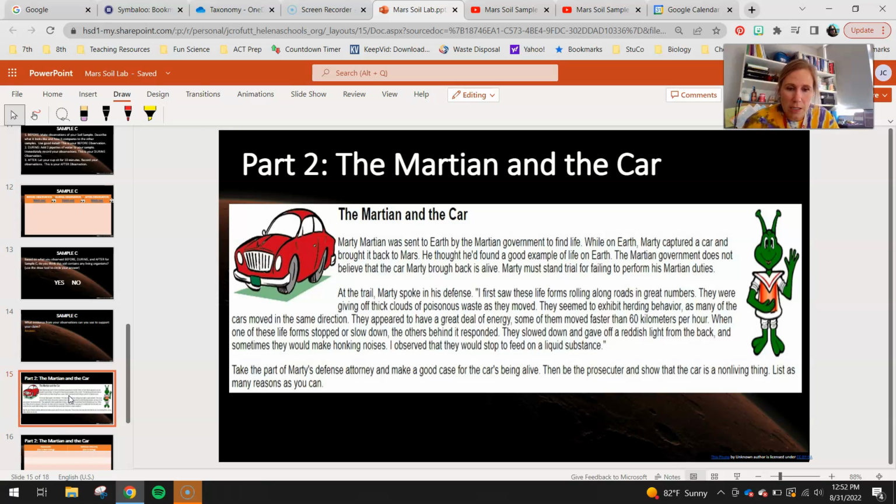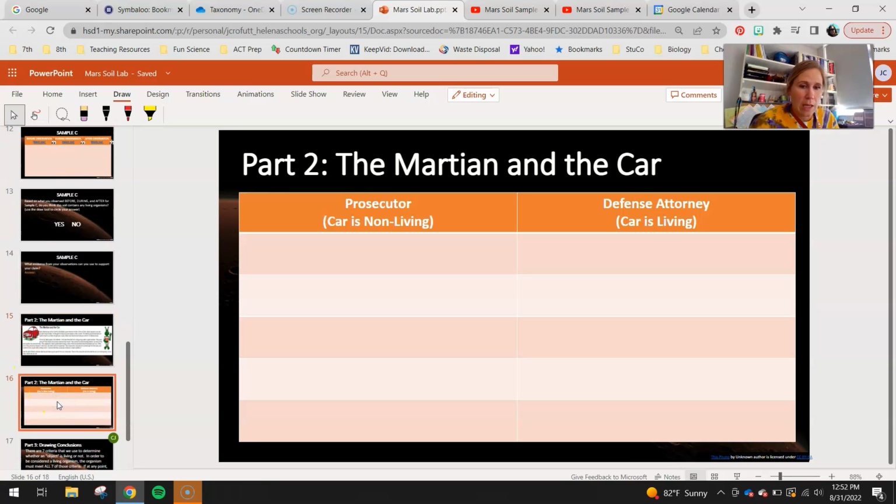Take the part of Marty's defense attorney and make a good case for the car being alive. Then be the prosecutor and show that the car is a non-living thing. List as many reasons as you can. So Marty gave some good reasons as to why he thought they were. So why do you guys think that the car could be living based on what Marty observed? And why do you think that the car is non-living? Obviously, you guys know as Earthlings that the car is non-living. But what is the difference? How do we know that that car is non-living?